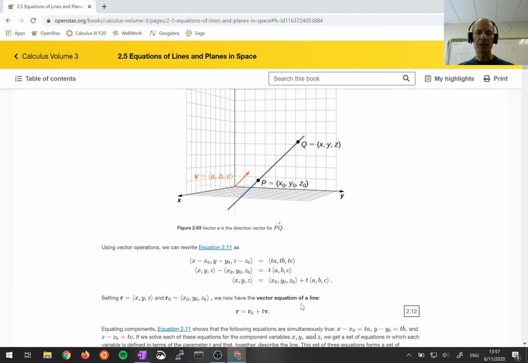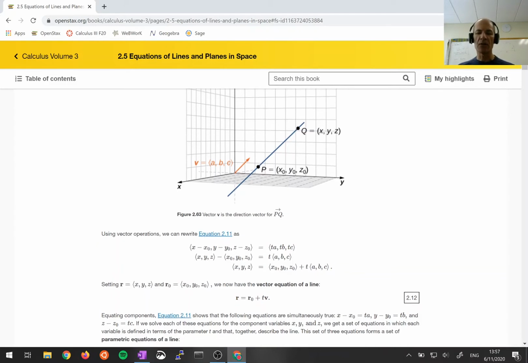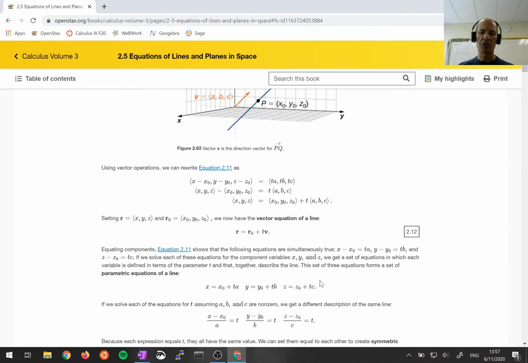This is the vector equation of the line. If you break it up into coordinates, in other words, x equals x naught plus ta, y equals y naught plus tb, and z equals z naught plus tc, those three equations together are known as the parametric equations of the line, and they look like this. For our purposes, the differences between these two representations are quite small.